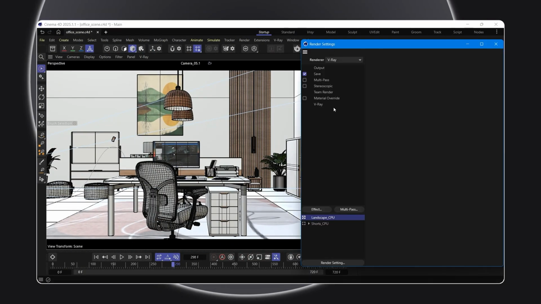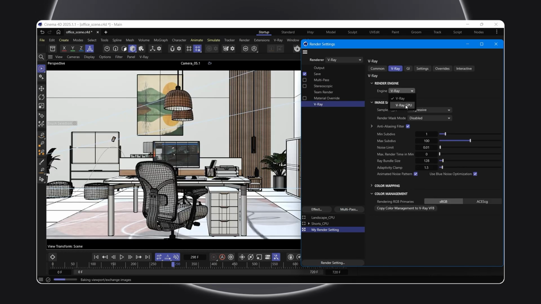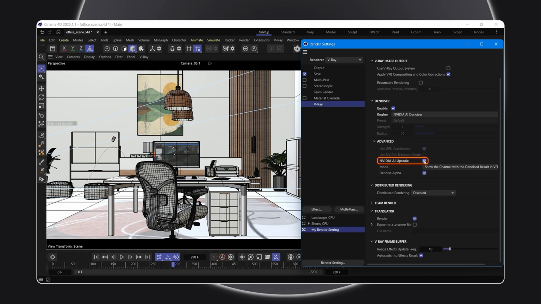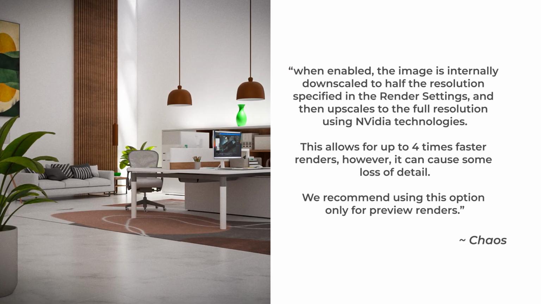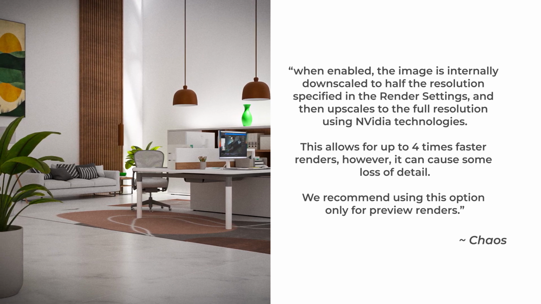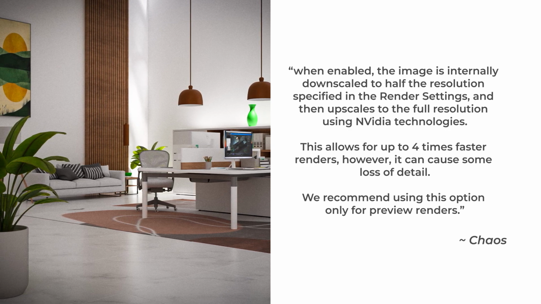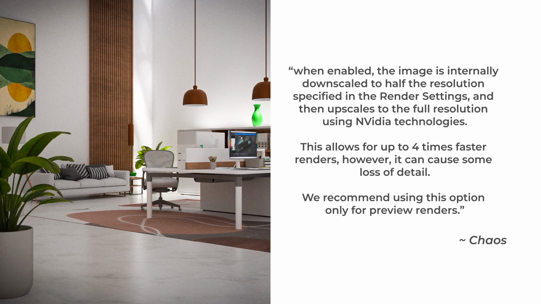So how can all this be applied in a 3D workflow? For me, there are two ways in which I get to do this. The first one is using V-Ray's NVIDIA AI upscale feature found in the render settings under the denoiser option. According to its documentation, when enabled, the image is internally downscaled to half the resolution specified in the render settings and then upscales to the full resolution using NVIDIA technologies. This allows for up to 4 times faster renders.